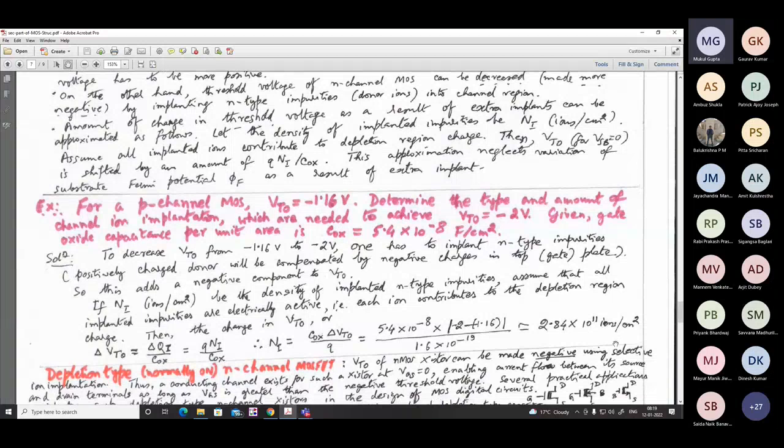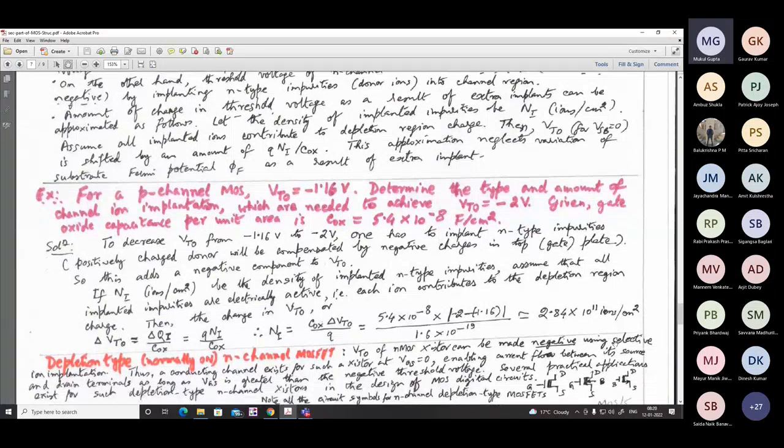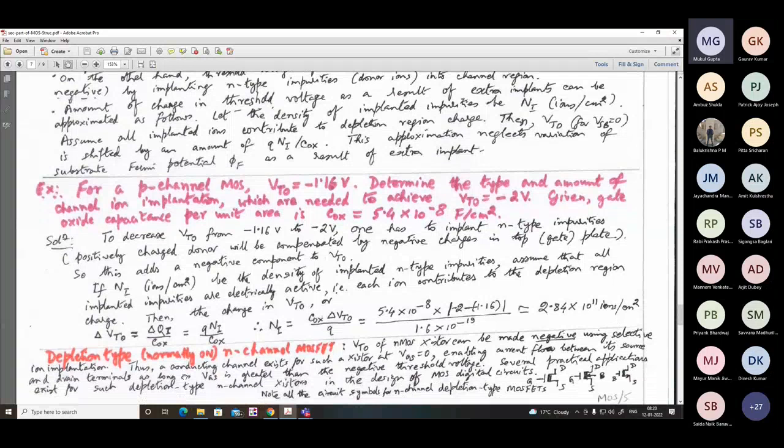of the N-type impurities. Normally, apart from the enhancement type MOS transistor, we also require the use of depletion type, normally on N-channel MOSFET. This we shall find in actual circuit operations like PLA, or even the inverter when we study about that. So let us introduce ourselves to depletion type.